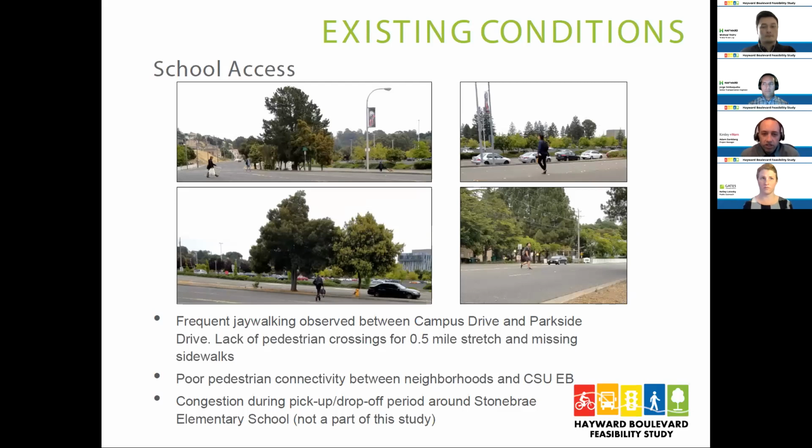We did some observations around Stonebray Elementary School. The challenges there are very complex, related to the school configuration and pickup and drop off. We certainly documented a lot of those challenges, but we're noting that solving all the challenges at the elementary school is not a part of the study. That needs to be a separate effort in close coordination with the schools. That is a little bit different than some of the focus of this study along the main boulevard itself. Next slide.